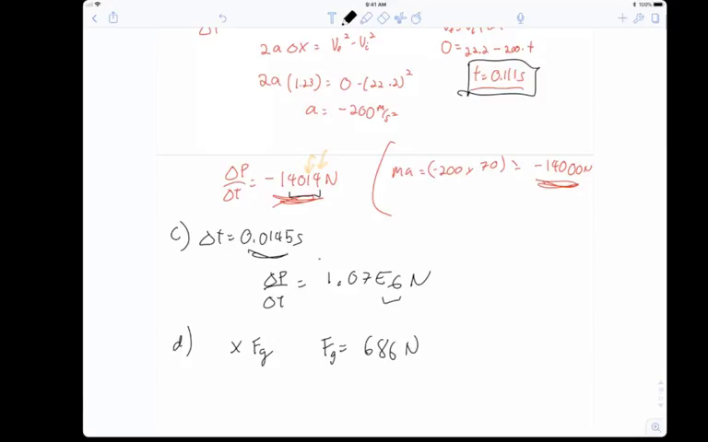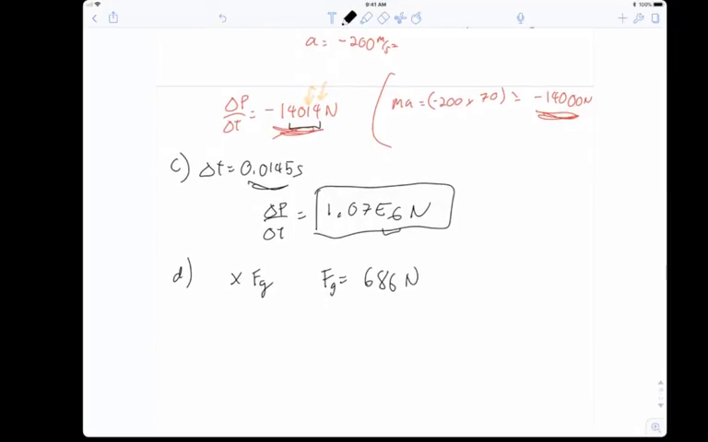The amount of force they feel from the car accident, 1.07 E6 divided by 686. The amount of force from the accident is equal to 1,560 times his gravity force. Answer's no.